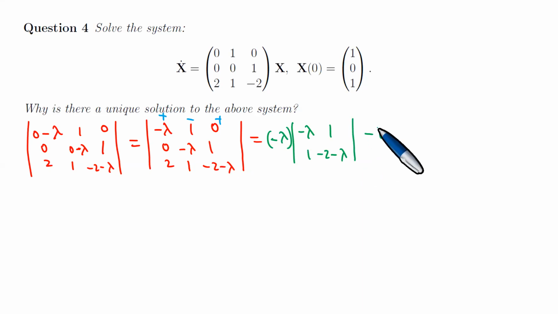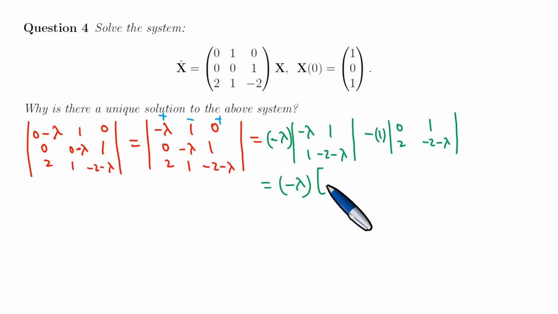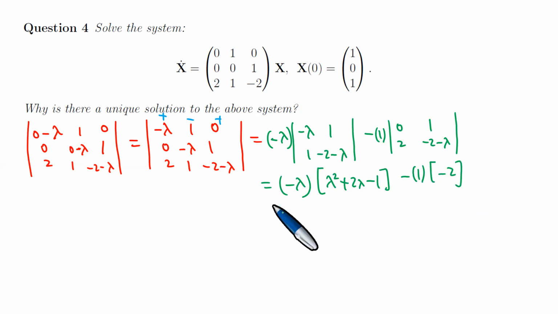And then you have minus 1, which is 0, 2, 1 minus 2 minus lambda, which is minus that. Multiply this with that, which is exactly lambda squared plus 2 lambda minus 1. This is minus 2. So you multiply out, which is minus lambda cubed minus 2 lambda squared plus lambda plus 2.